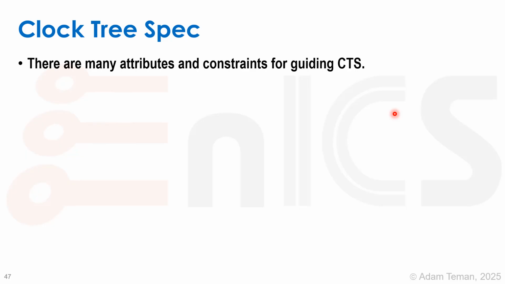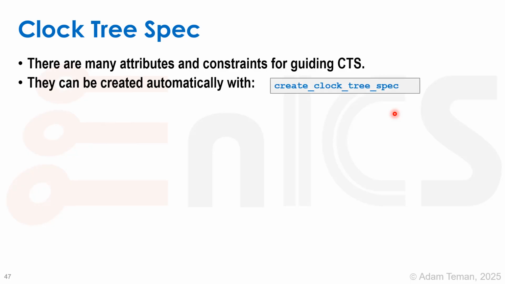There are many attributes and constraints that guide the CTS into building our clock tree correctly, or in the best way we can. And usually we're just going to create this automatically with the create clock tree spec command, which is going to go and look at our SDC and maybe look a bit more at our design and try to guess what we want to do and how to build our clock tree best. So it's really good to start with this create clock tree spec to create this automatic configuration, but usually you're going to have to tweak it and add some particular commands yourself.